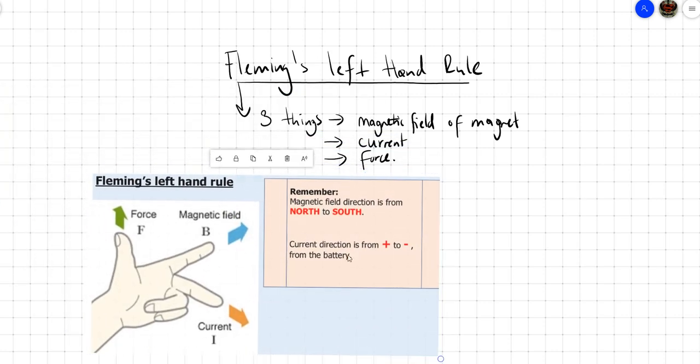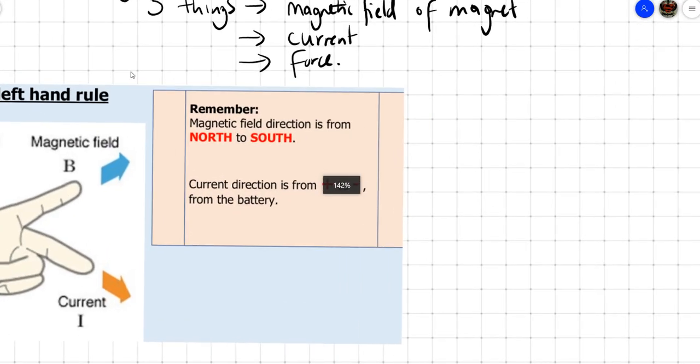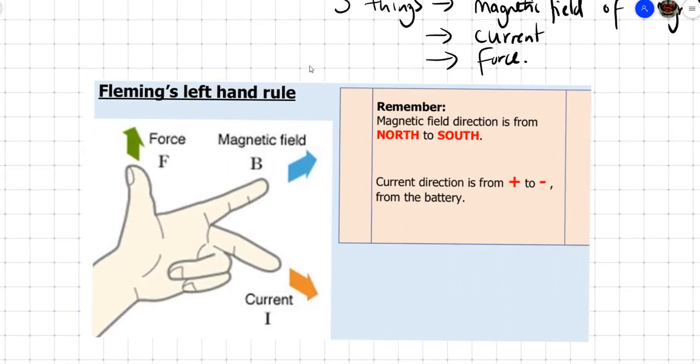Okay, right, so let's zoom in. Now the thumb shows the force. Where would the wire move? So this is the force. Okay, the first finger is the magnetic field. So this finger, you're going to have north to south. Now your middle finger is your current. So this is I. Now notice that all of these three fingers are perpendicular to each other.